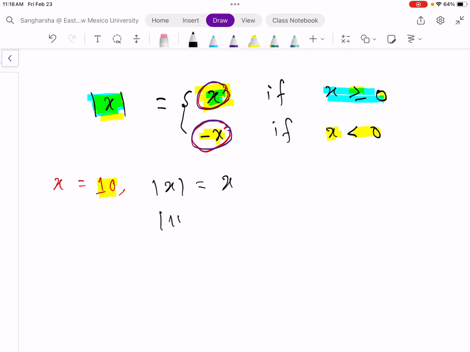So absolute value of 10 is equal to 10. Okay, this is the output. So whenever your input is 10, we get output equal to 10.